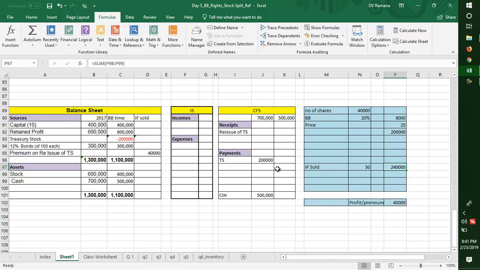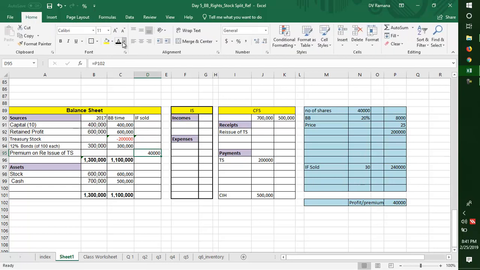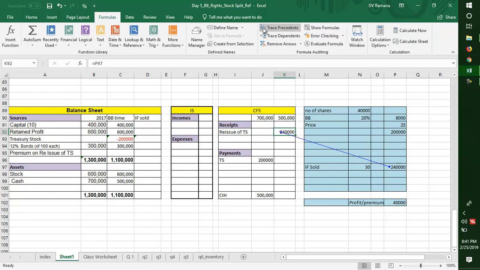then the company is receiving cash of 240,000. How did we get this 240? That is 8,000 shares into 30, which is cash of 240. That means the shares which the company purchased at 25, holding on to that as a quasi investment, they're now selling at 30.